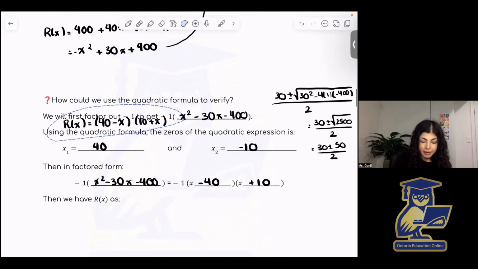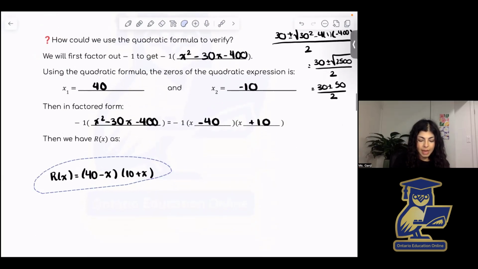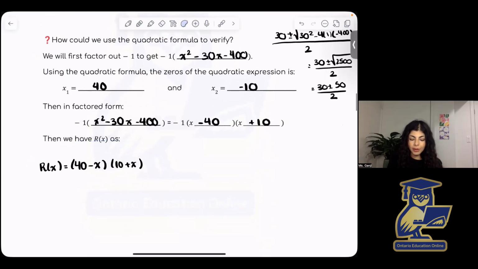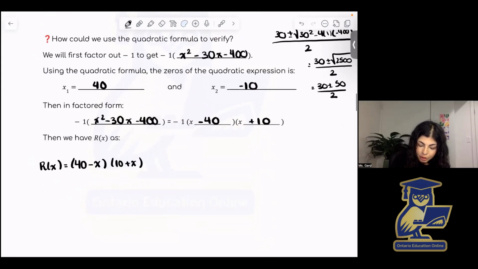We also want to verify that these two are the same as well. And right now, right away, they don't look quite the same. So I'm going to go from here and I'm going to expand this -1 into this bracket. So I get negative x plus 40. And you only have to do it once here.